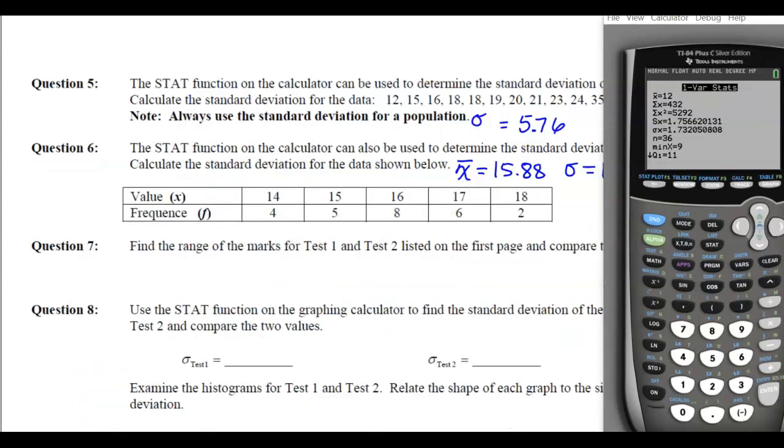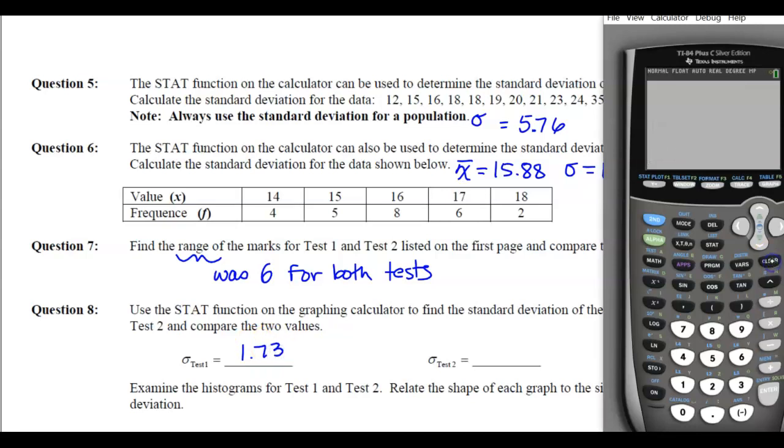So here, the range was 6 for both tests. And then the standard deviation for test 1 is 1.73. And then do the same for test 2. Calc, one variable stats for L1 and L3. And that's 1.01.